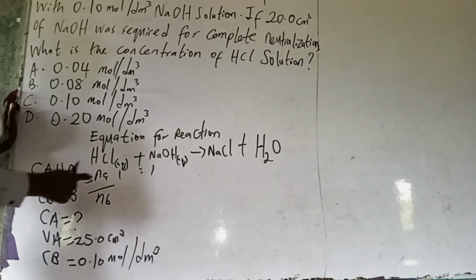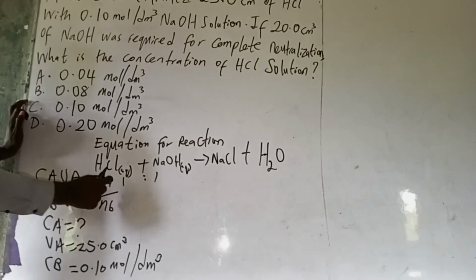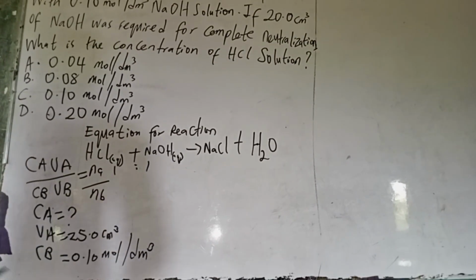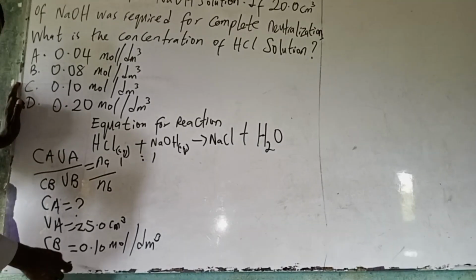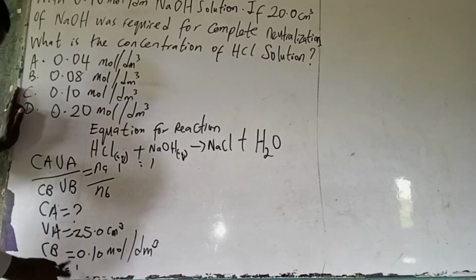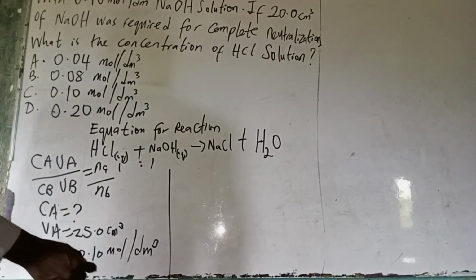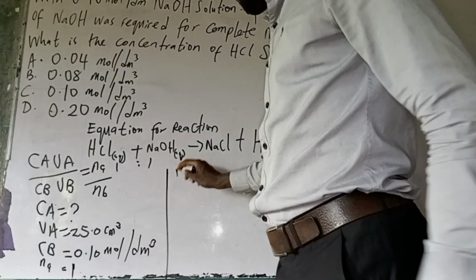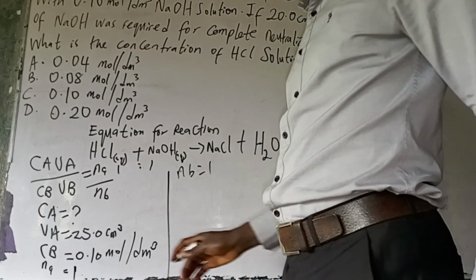Now, Na:Nb is 1:1. That is, the value is 1:1. So if you divide it, 1 over 1 gives you 1. Na is 1. Let me do it like this. So Nb is also 1. Now, let's substitute the values.